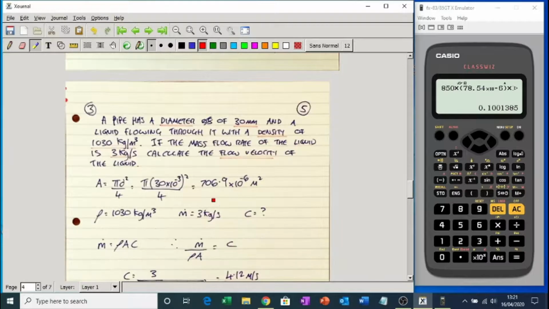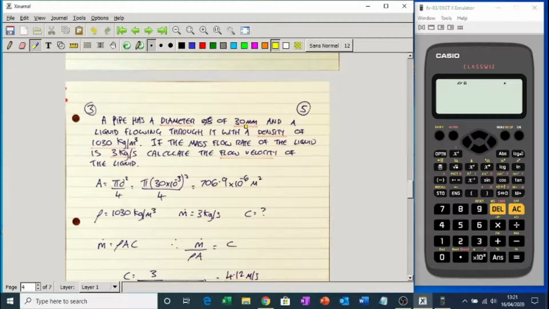Number 3: a pipe with a diameter of 30 mil and a liquid flowing through it with a density of 1030. If the mass flow rate of the liquid is 3 kilograms per second, calculate the flow velocity of the liquid. Ooh, alright.